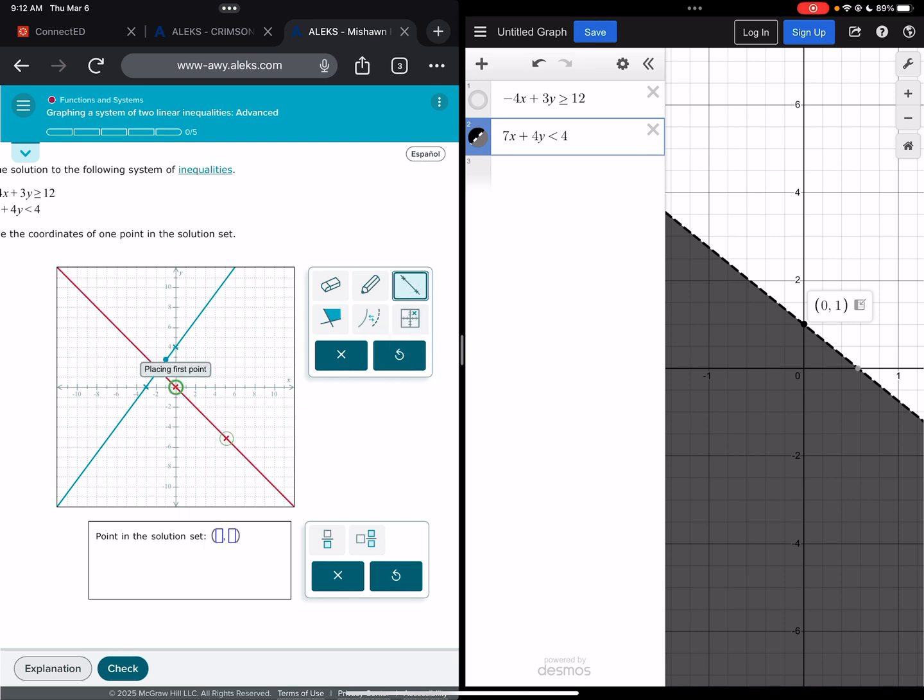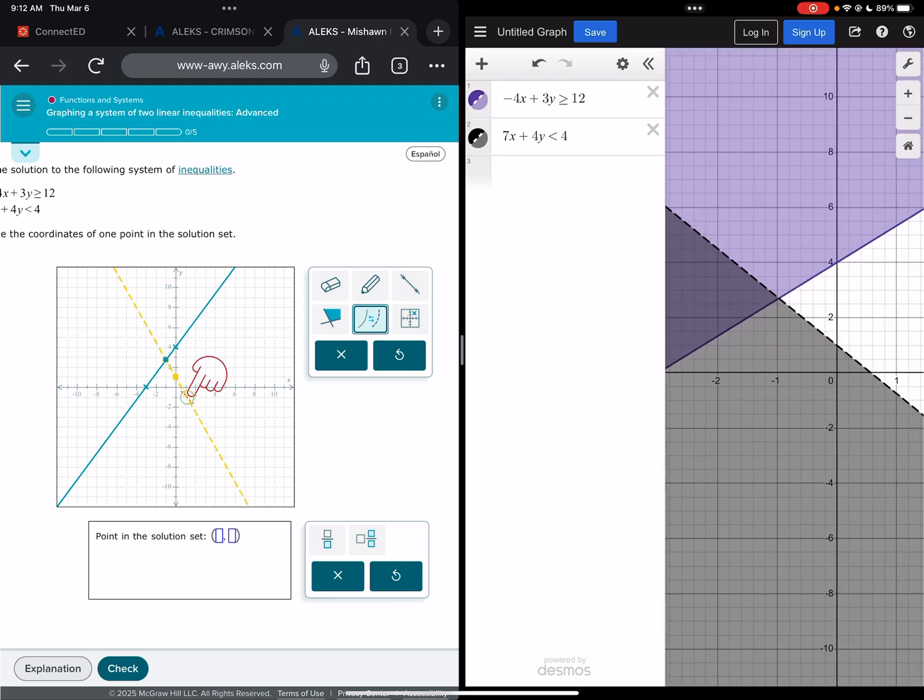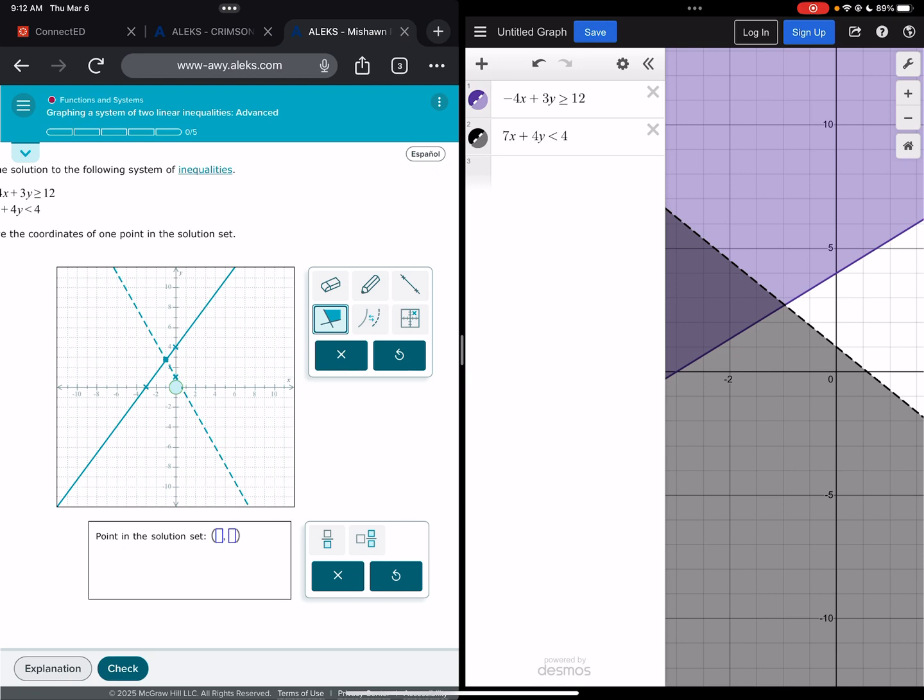So then from here, I can take my line from that point and go through (0, 1) like this. It is a dashed line on this one, so I'm going to change that guy to a dashed line. Now, when I'm looking at what's highlighted, I can see that both of them are highlighted over here on this left side, which we can check.